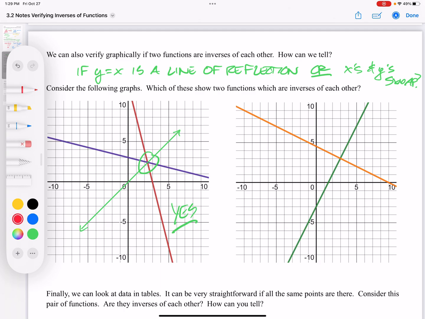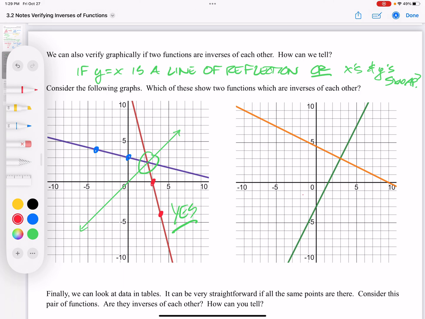Okay, for the other one, also, if I look at points, this point right here is 0, 3. This point right here is 3, 0. I've got negative 4, 4 right here, and I've got 4, negative 4 right here. So those points are reflections.